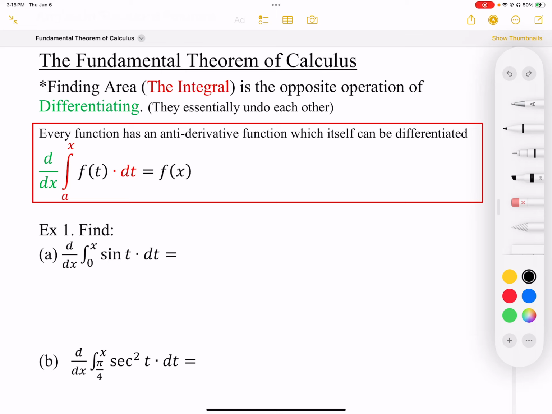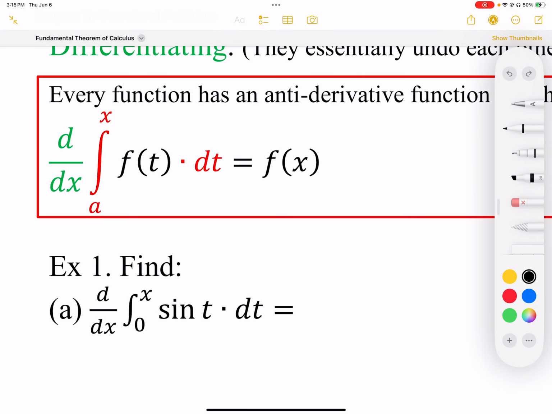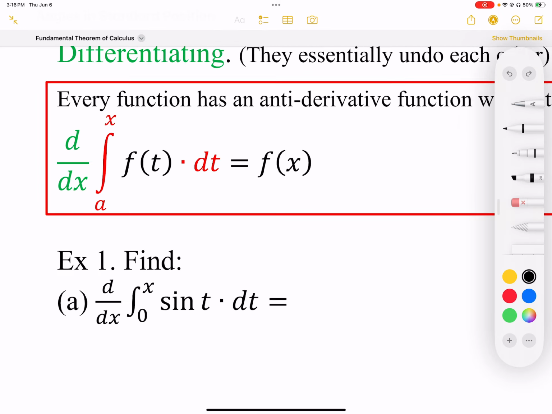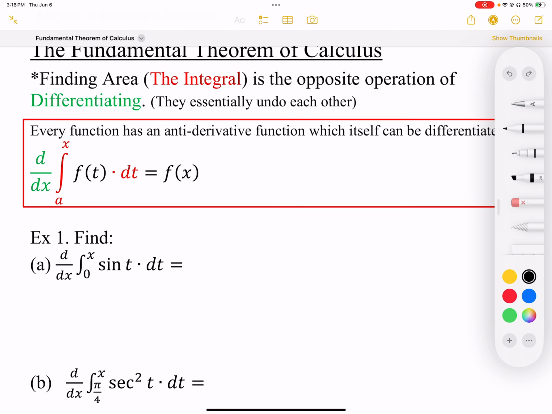Fundamental theorem of calculus. There are two parts to the fundamental theorem of calculus. The first part is that the integral, or integrating, is the opposite operation of differentiating. So basically they undo each other. So we can show this here. If we take the integral of f and then we differentiate it, we should get back to that same f.